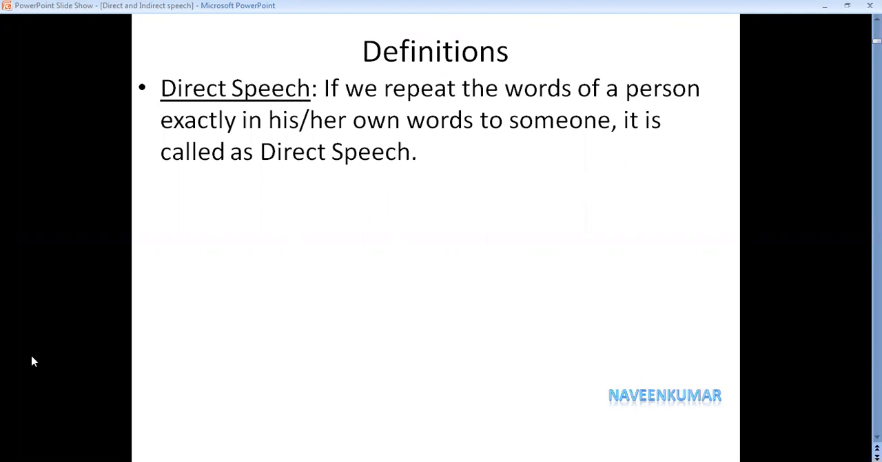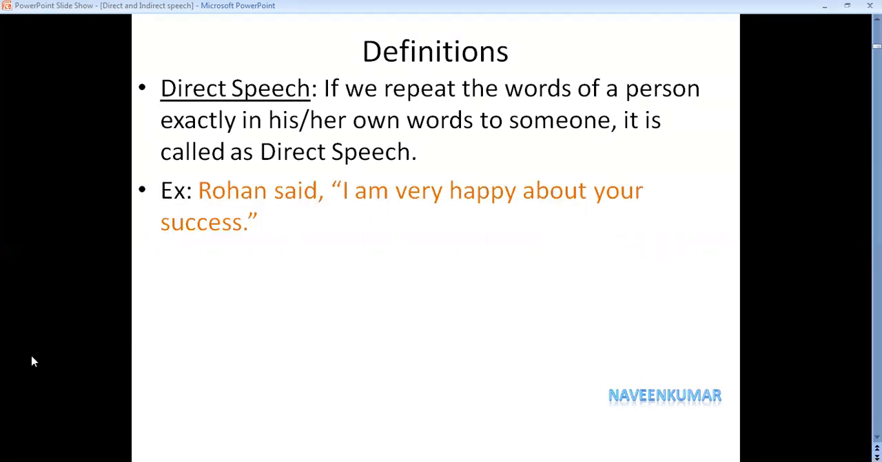Let's see one example. Rohan said, "I am very happy about your success." The statement which is in double inverted commas, these are the words of Rohan. Exactly in his own way, it has been represented. So that is called direct speech.